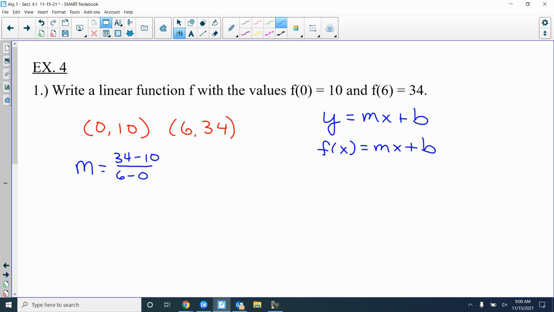All right, 34 minus 10. Lindsay, what are we going to get? I see you back there working on it. 24. 6 minus 0, what's that? And what is 24 divided by 6? Lindsay? 4. All right, so good.